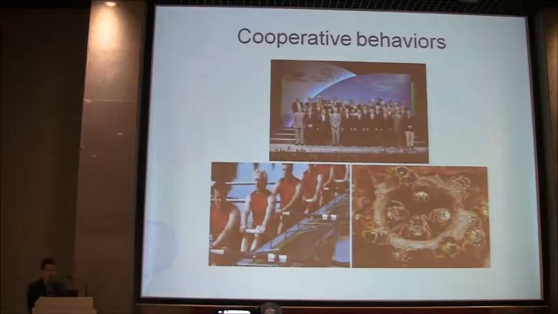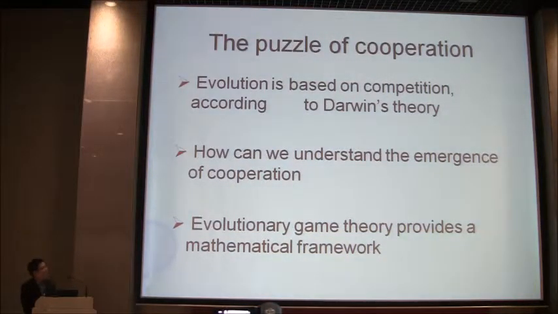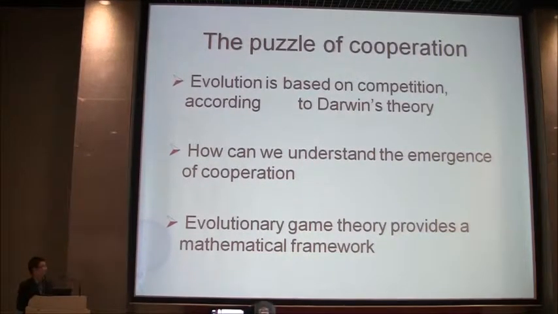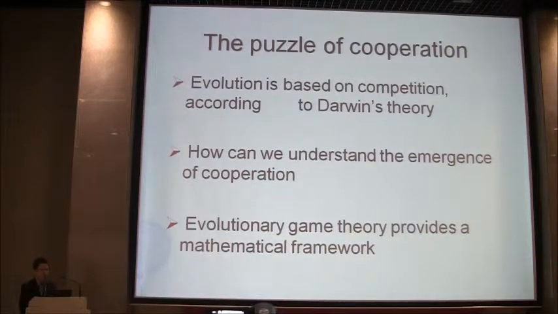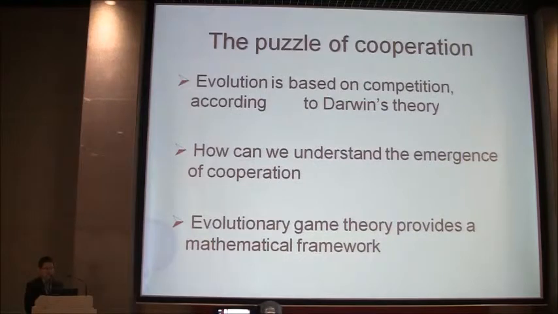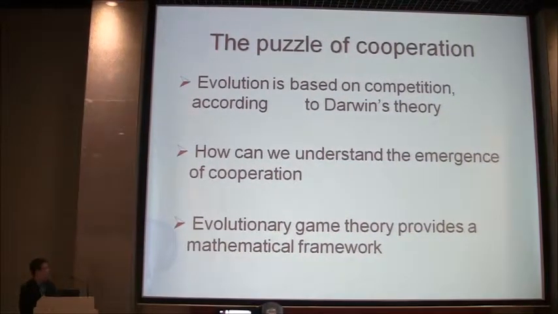As you may know, cooperative behaviors are widespread in the real world, including social, economic, and political systems. However, according to Darwin's theory, evolution should be based on competition, not cooperation. An individual's cooperative behavior benefits others but incurs a cost to itself. So how to understand the emergence and persistence of cooperation is a central problem. Fortunately, evolutionary game theory provides a powerful mathematical framework to solve this problem.